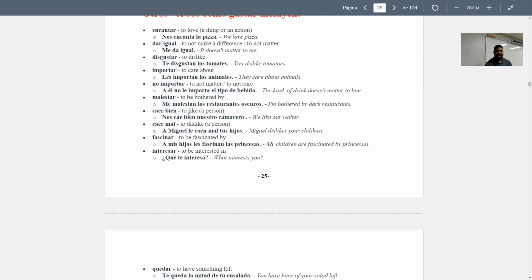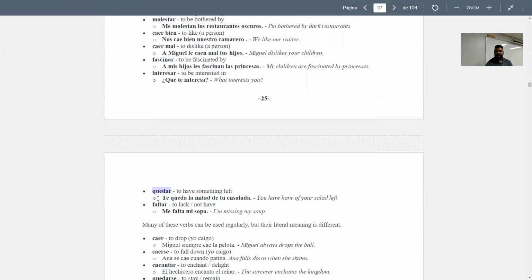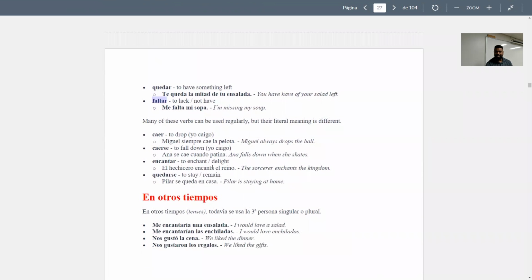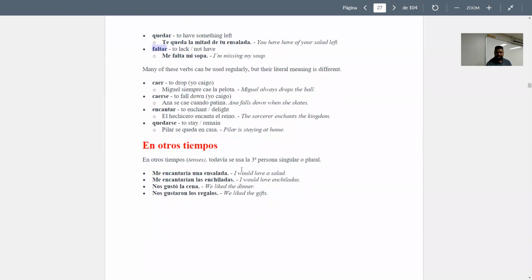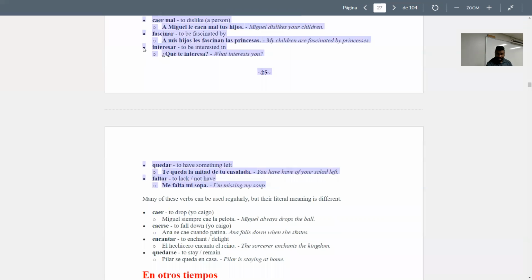Caer bien, cae o caen. Yeah. Bien is not a verb. It just goes along with the verb, right? Igual is not a verb. It just goes along with it. Fascinar, interesar. Quedar, faltar. And some of these can be reflexive, as in caerse, quedarse, and you mainly want to focus on these on up.